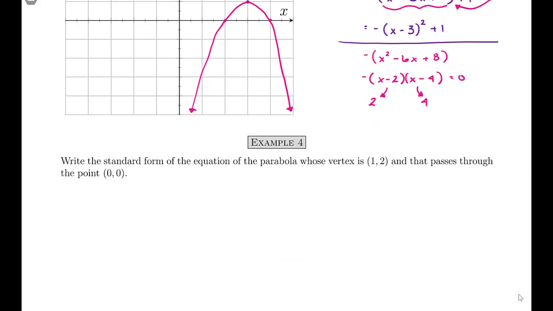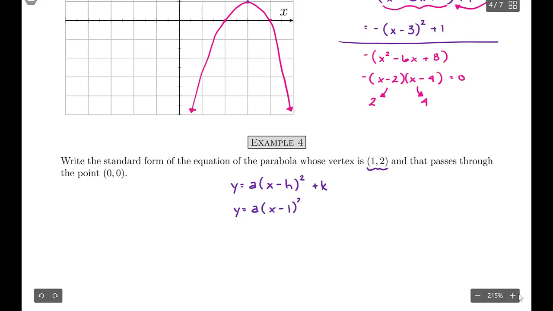For example 4, we're going to write the equation of the parabola in standard form using its vertex and the fact that it passes through the point 0, 0. So just one more time, vertex form is y equals a times x minus h quantity squared plus k. Substituting in our vertex values of 1 and 2, right now we have y equals a times x minus 1 quantity squared plus 2. And here we can use the fact that it passes through the point 0, 0 to solve and find out what our a value is.